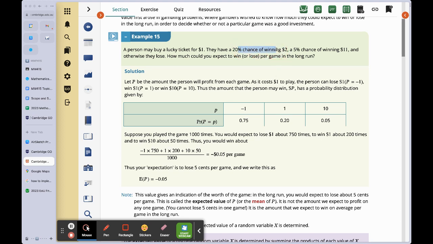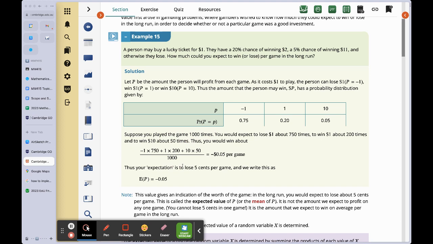20% chance of winning $2. So that means that the overall gain would be $1, and you've got 20% chance. And then a 5% chance of winning $11. So that's $10 here, that's 11 minus the dollar that you had to pay out, and a 5% chance there. And you can see the way they've calculated that for 1,000 games.